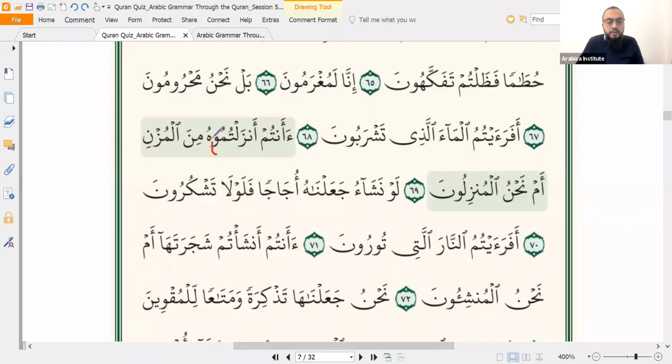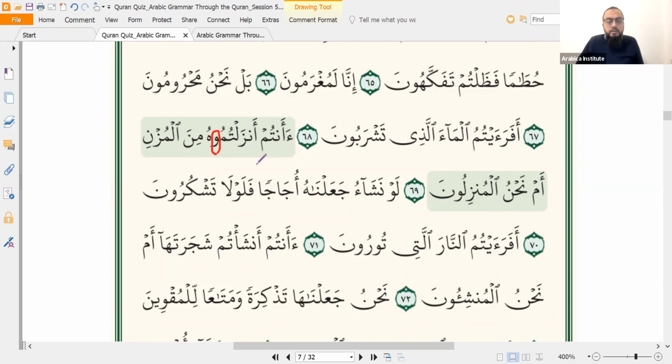Added wow, we've added the tum. So anzaltum, you sent down. Did you send it down from the clouds? Am nahnul munzilun, or are we the senders down? So this wow is that lubricator wow for the masculine plural second person verb. Anzaltum. Anzala yunzilu. What form verb?